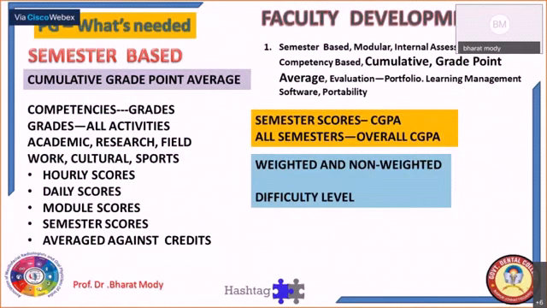So academic, research, cultural, everything is there. You need to give competencies on an hourly basis, daily basis, weekly basis, modular basis, semester basis, and all the semesters together. If you are utilizing only one semester, it is the cumulative grade point average; if all the semesters, it is called the overall CGPA. Then you have to give weighted and non-weighted. As we have said, the student will decide what examination he wants, so he chooses the difficulty level. If the student goes for higher difficulty, then he should get an added weighted grade point average. So that correction we need to do.